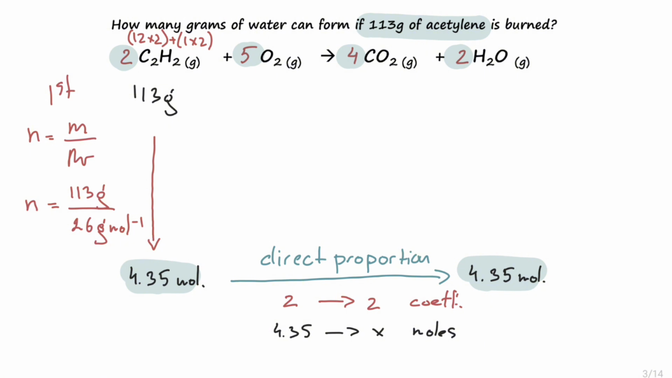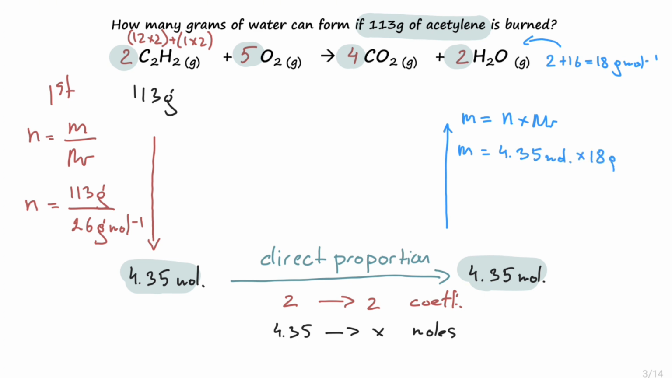You know the molar mass of water, I hope, guys. So the molar mass of hydrogen is 1 multiplied by 2, plus 16, you will get 18 gram mole to the minus 1. So this is the molar mass of water. You know the molar mass and the moles, so you can easily find the mass. Mass will be equal to mole multiplied by molar mass. So mass equals mole 4.35 multiplied by 18 gram divided by mole.